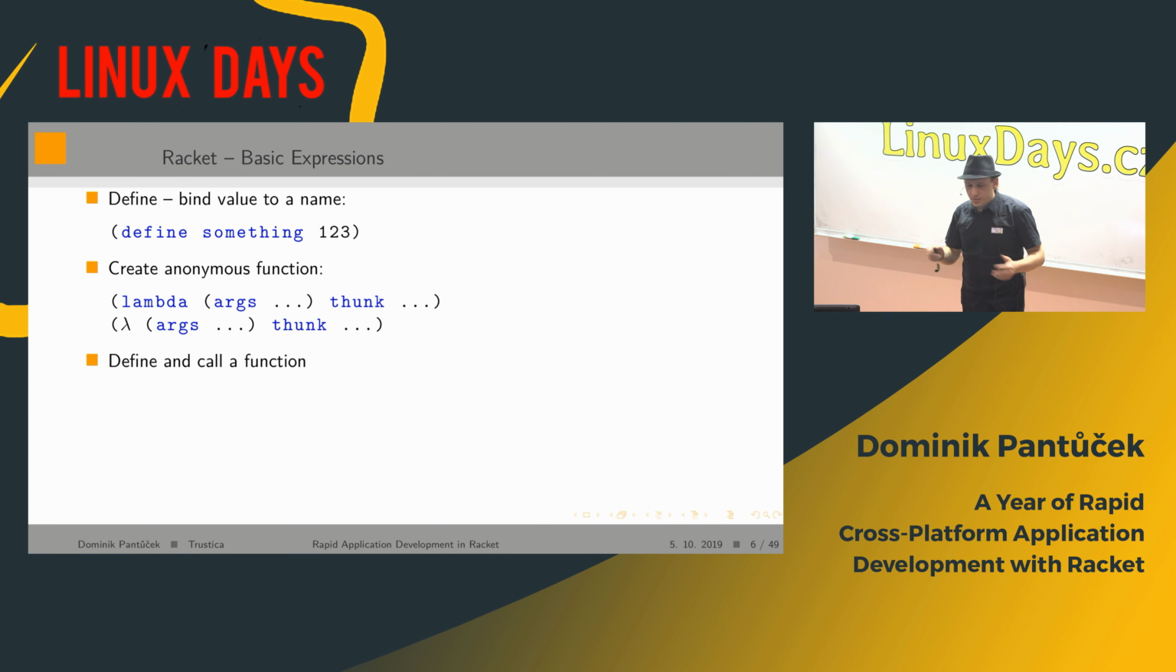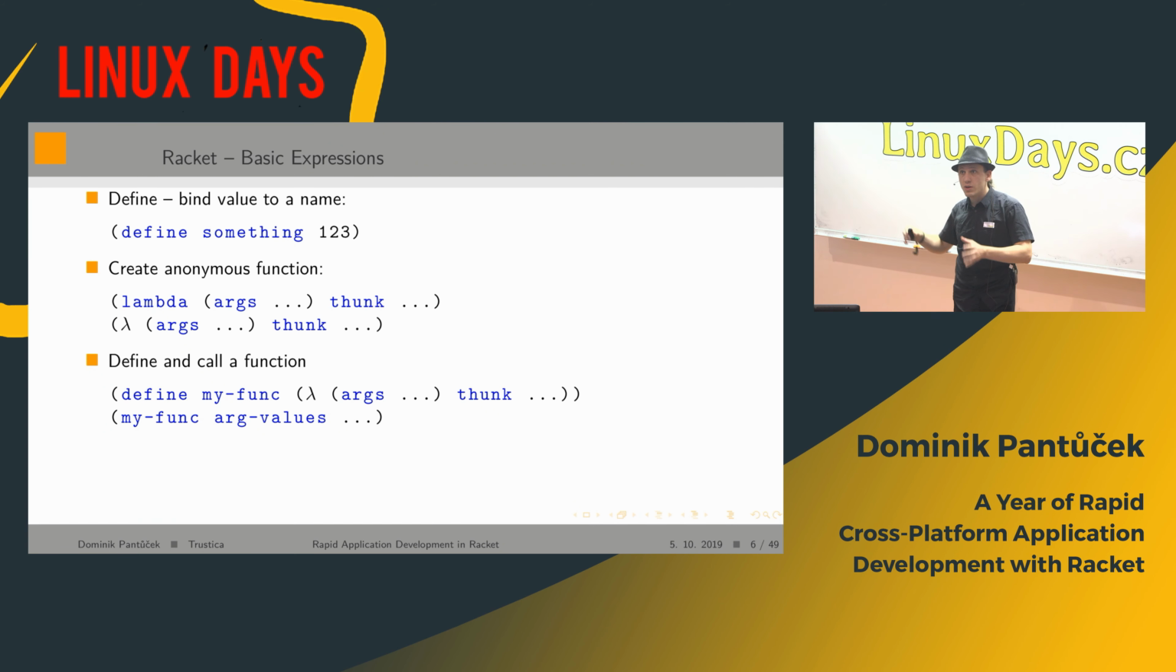We can define and call a function. It's rather simple. If we define a function, once again, we are just binding a value to a name. So we create an anonymous function and bind it to a name. That's all. And if we want to call it, as I mentioned in the very first example, we just write a list where the first value or first term is the name of the function, and then there are the arguments, and that's all.